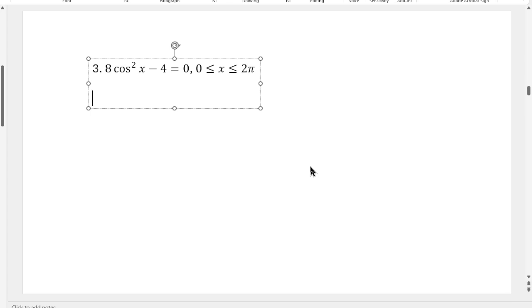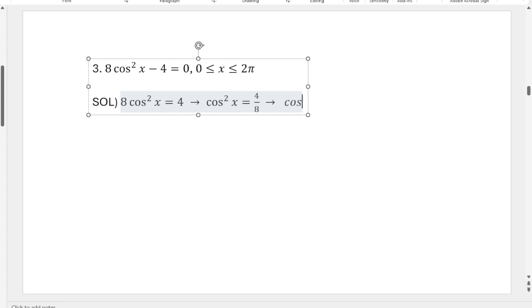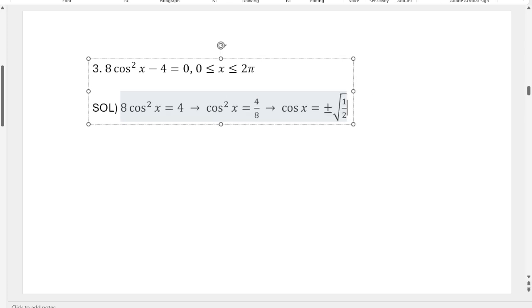Okay. All right. So solution, we would do 8 cosine squared of x equals 4, so cosine squared of x equals 4 divided by 8. That means you have cosine of x equals plus minus square root of 4 divided by 8, which is 1 over 2. So that's going to be plus or minus square root of 1 divided by square root of 2, which gives you plus minus 1 over square root of 2.